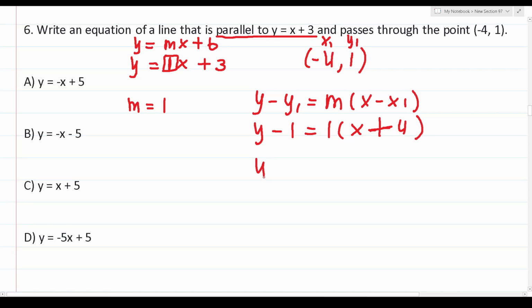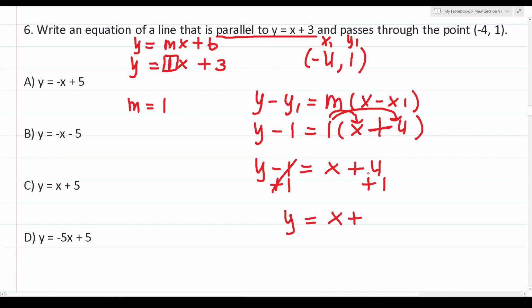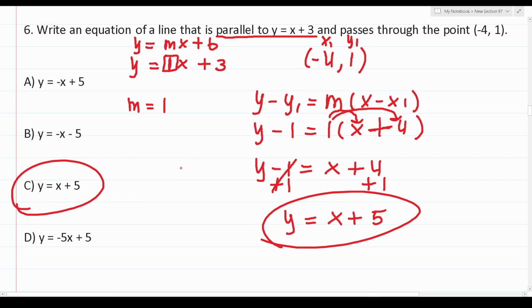So this becomes y minus 1 equals, let's go ahead and take this 1 and distribute it here and here. 1 times x is just x. 1 times 4 is just 4. And now let's add 1 to both sides to get y by itself. This crosses out here, leaving you with y equals x plus 4 plus 1 is 5. So the equation of our line is y equals x plus 5, which we can see is C.